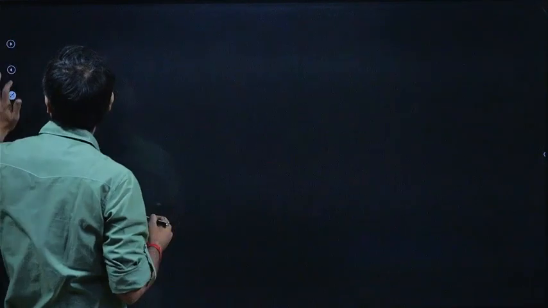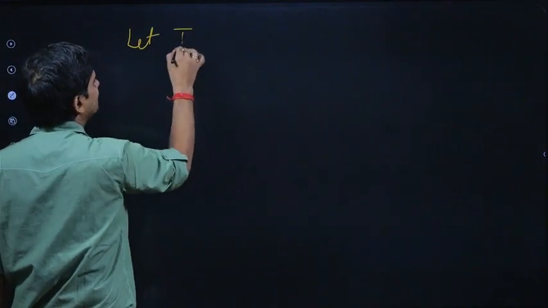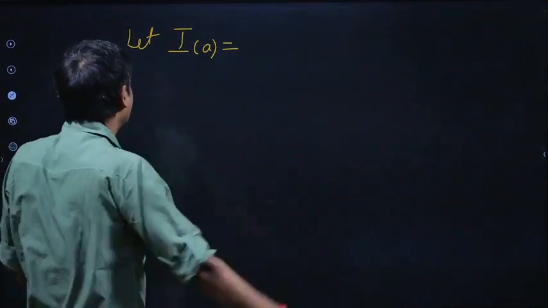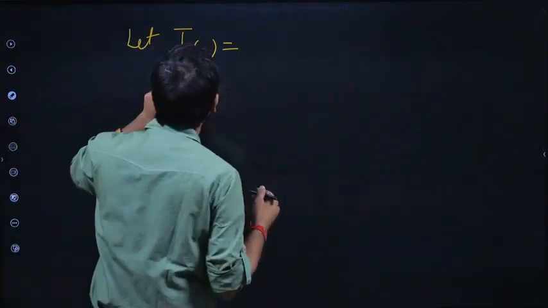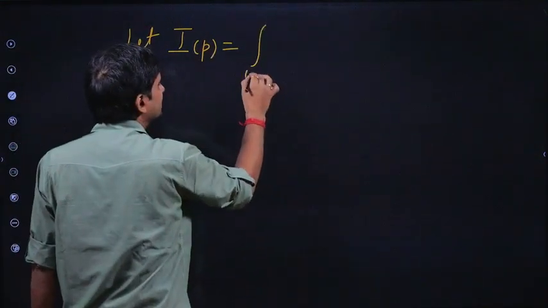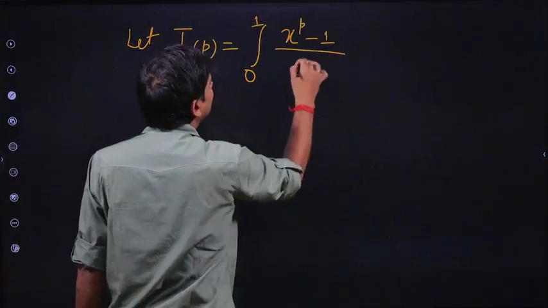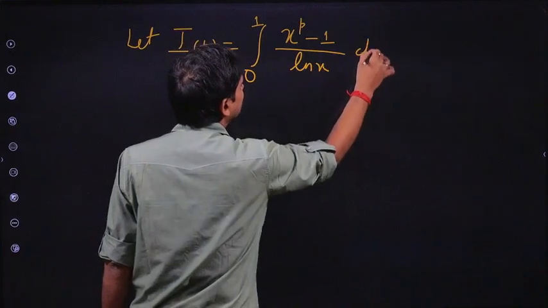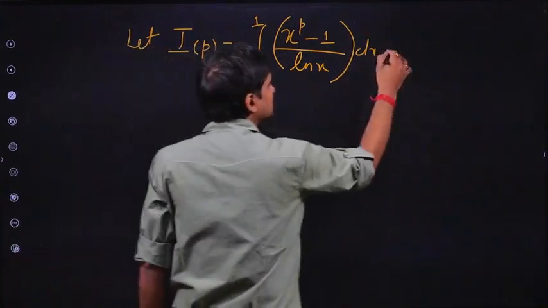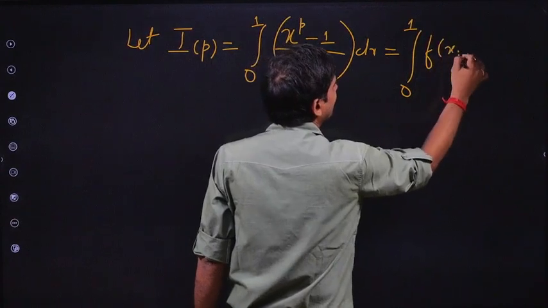Now that was the part of concept. Now as I said, a trick also: I will say let our integral be a function of a. Or a doesn't suit normally, so let us assume it in terms of p, which is the integral from 0 to 1 of (x raised to the power p minus 1) upon ln x with respect to x. Now this integrand is a function of x and p.